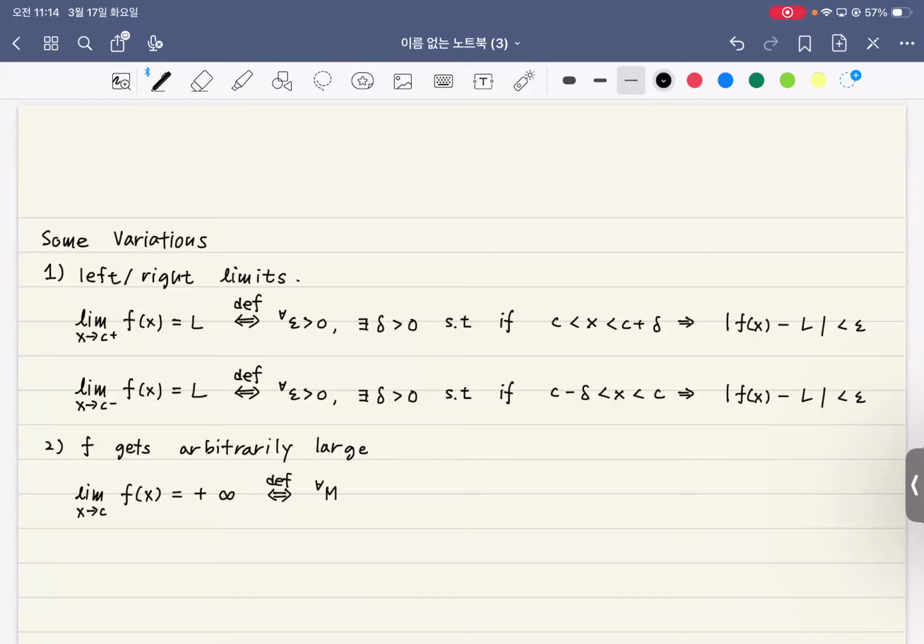For any positive real number m, you must be able to find a positive real number delta such that if x differs from c by less than delta, then f of x is greater than m.